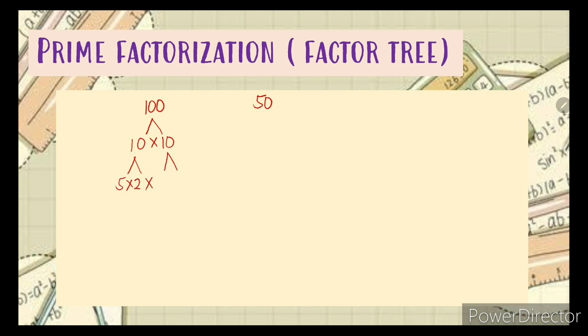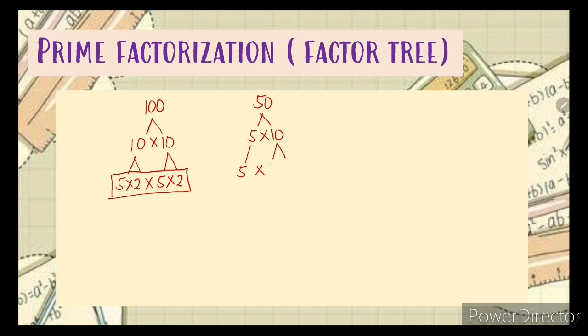Then, yung 10 naman, times 5 times 2. So, eto, product of the prime na siya. Bakit kaya? Kasi lahat sila ay prime number. Next, 50. So, pwede nating ilagay si 5 times 10. So, si 5, prime number na ba siya? Okay, prime number na siya. So, ilista lang natin siya sa baba. Si 10, prime number na ba si 10? Okay, hindi pa.